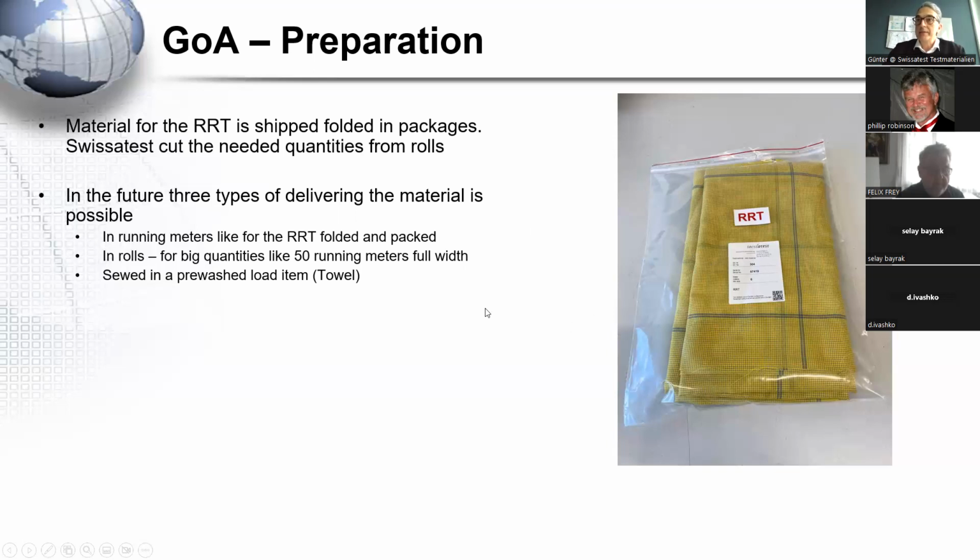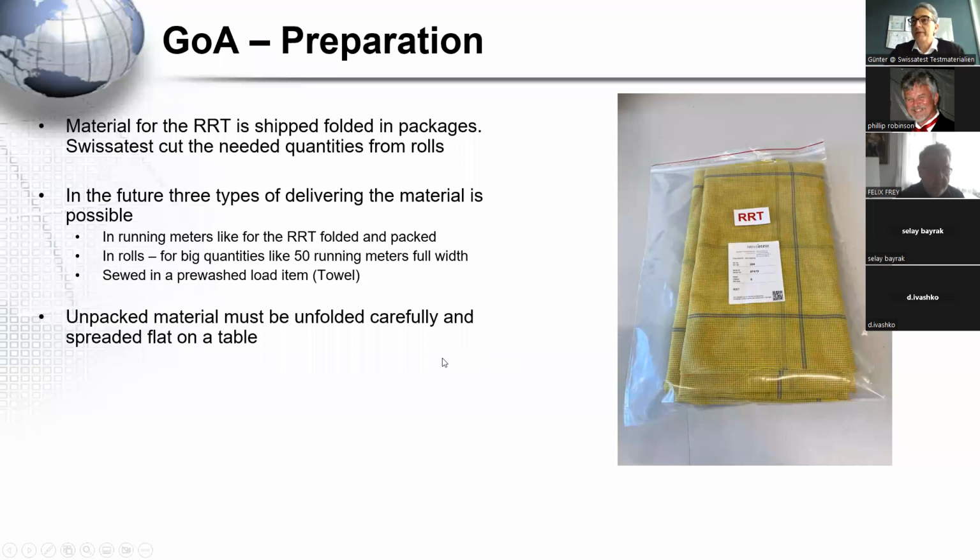Another way is to buy it in rolls for big quantities, for example, 50 running meters, full width of 170 centimeters. But then you need quite a lot of them, because 50 meters contain more than 700 specimens. Or, third possibility, you can also buy it already sewn in a pre-washed load item as GoA B.